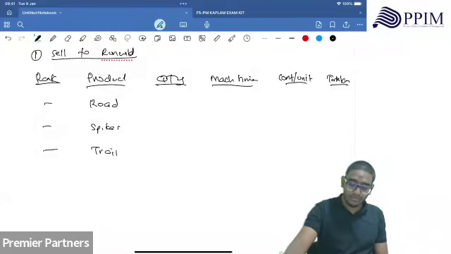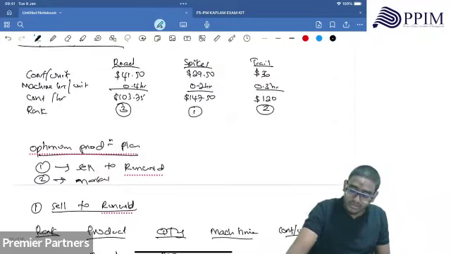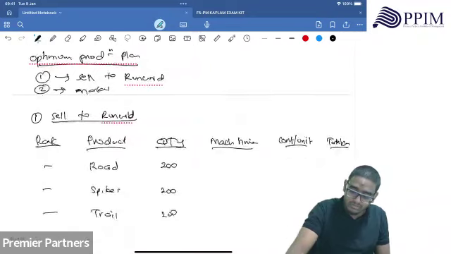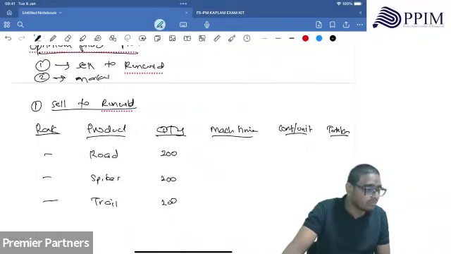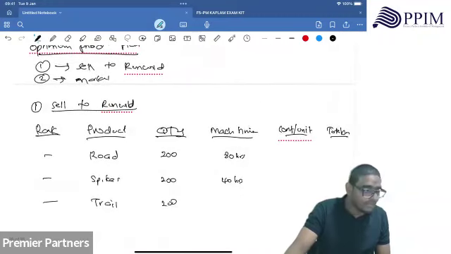Then quantity, I'm going to anyway sell 200. No two words about it. So what is my machine time in total? So 200 into 0.4, so that is 80 hours. Then 200 into 0.2 is 40 hours. Then 200 into 0.3 is 60 hours. So in total, I'm consuming 180 hours to satisfy Runwild's demand.